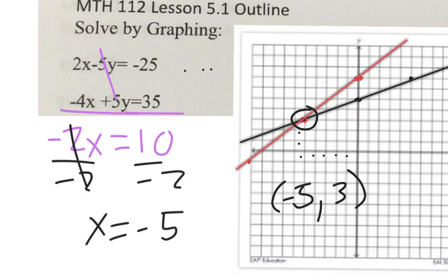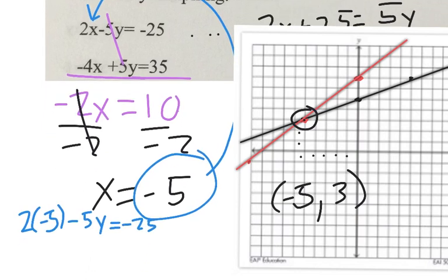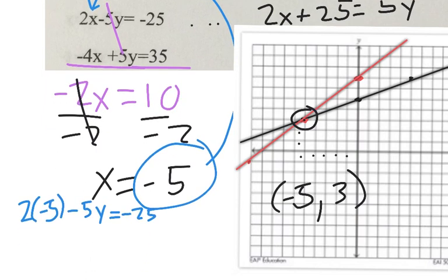Am I going too fast? I know this is negative 5, so I'm going to plug that in for x into one of my two originals. I'll just go with the top equation this time. And so that would be 2 times negative 5 minus 5y equals negative 25. So this would be negative 10 minus 5y equals negative 25.